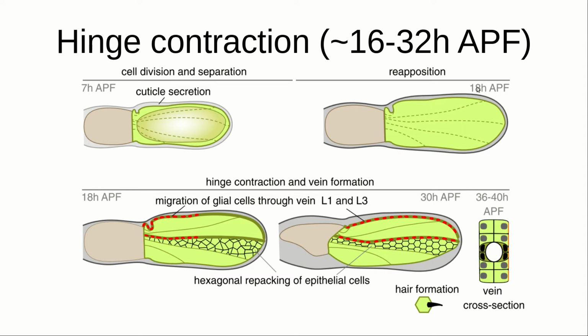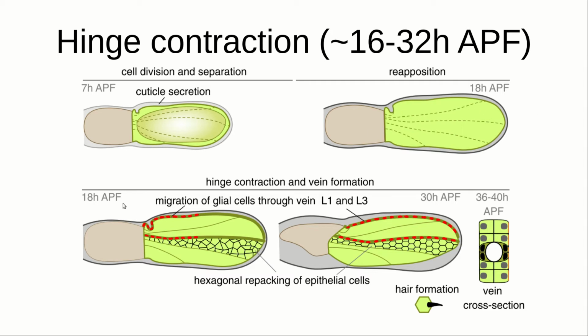So at 18 hours after pupae, more or less, this cuticle is already secreted and the blade is attached to it. And also both epithelial layers become in contact again. But this time they leave these holes in the middle, which are going to be the veins. So these cavities are left where the veins are going to be.